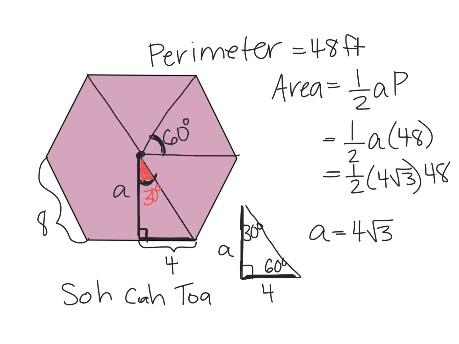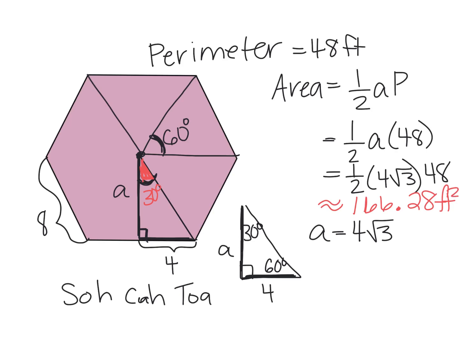And we should get a value of 2 times the square root of 3. A total area rounded, since I multiplied by the square root of 3, 166.28 if we round here. That's going to be square feet.